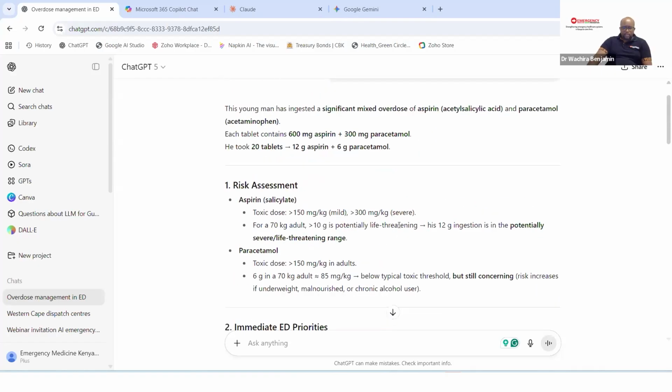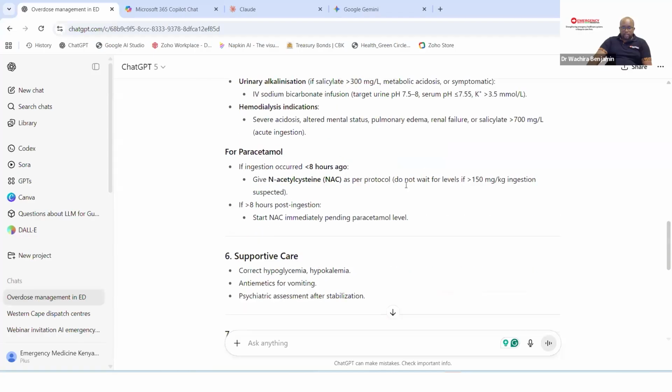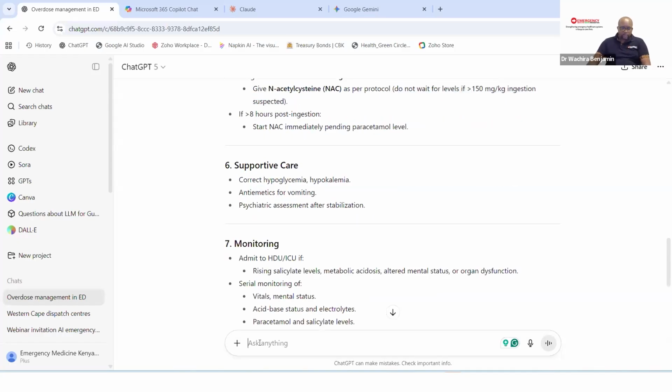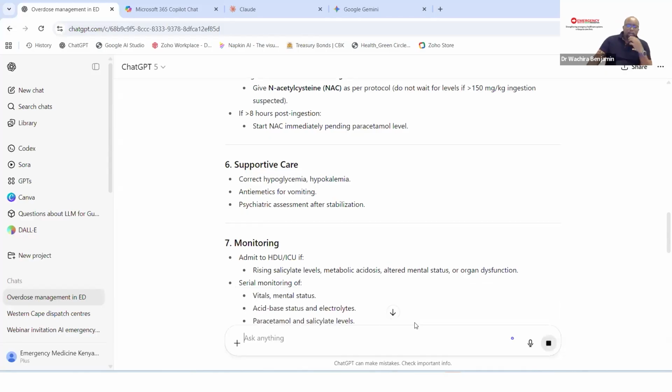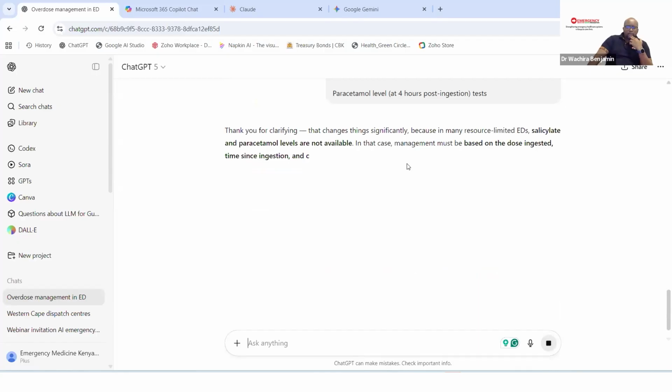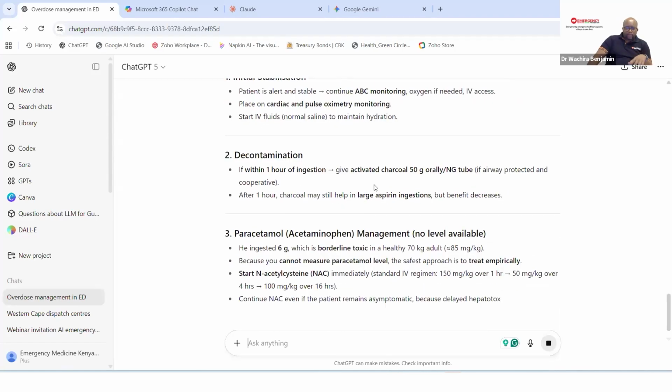So if my paracetamol levels are not toxic, should I still give NAC? Do not wait for levels. Okay, so our levels were not more than 50 milligrams. So what if I say I do not have these tests? So we don't have those tests available. Okay, so I'm gonna do that. Give charcoal.